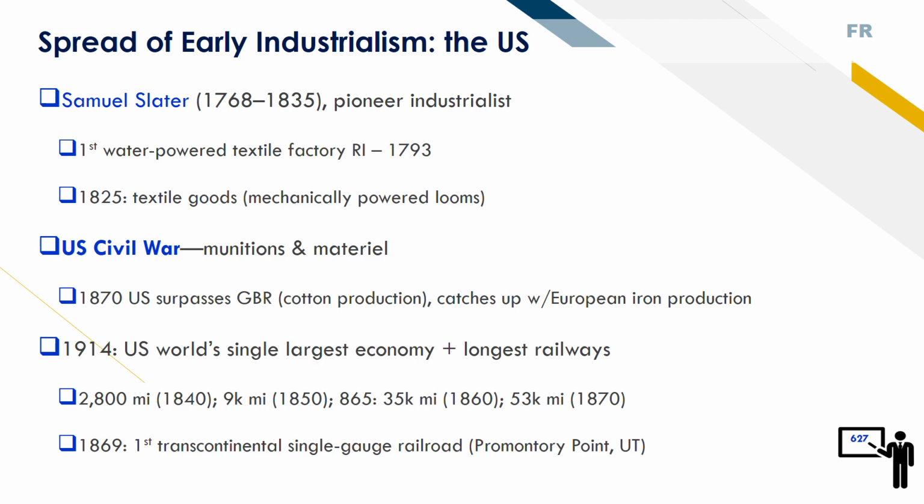So industrialization does spread to the US. And Samuel Slater is one of the individuals who kind of brought those machines. And I think he builds the first water-powered textile factory in Rhode Island. And we are going to see the growth of manufacturing. We are going to see the adoption of newer technologies as they become available.